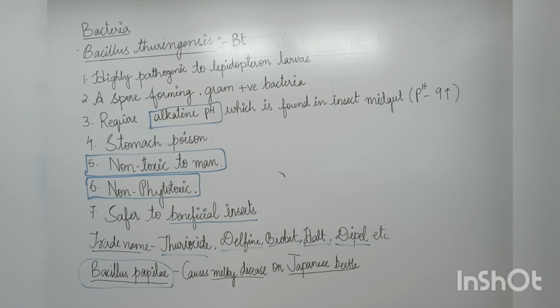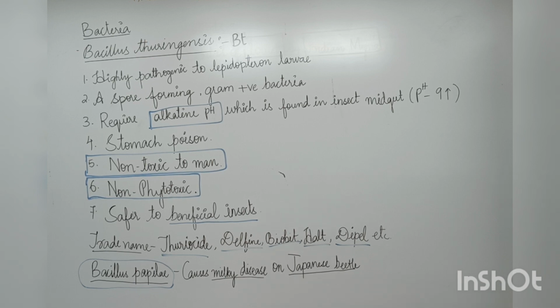And next is it is a stomach poison. When it enters the insect body, it poisons the stomach, and the insect behaves abnormally. And next is non-toxic. The main important point is that Bt is non-toxic to man. And next is non-phytotoxic. Phytotoxic means which shows adverse effect on the plant growth, but these are non-phytotoxic. It means it does not create any problem in the germination and also in the plant growth.